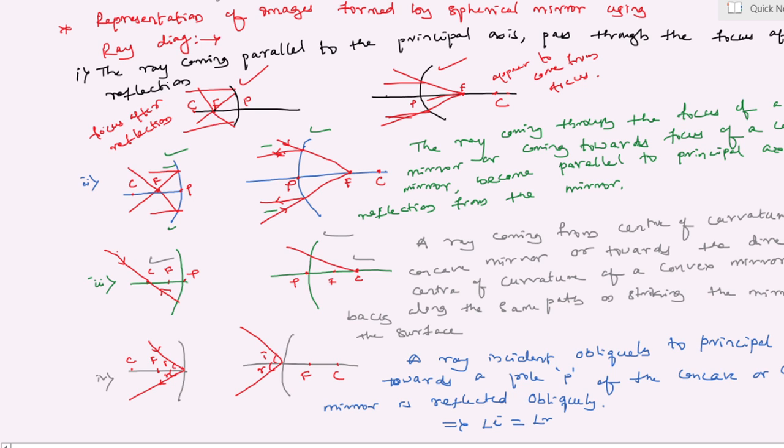Yes, my dear students, a ray incident obliquely to the principal axis towards the pole of a concave as well as a convex mirror is reflected obliquely. It means it obeys the first law of reflection. It means the angle of incidence is equal to the angle of reflection. Yes, my dear students.